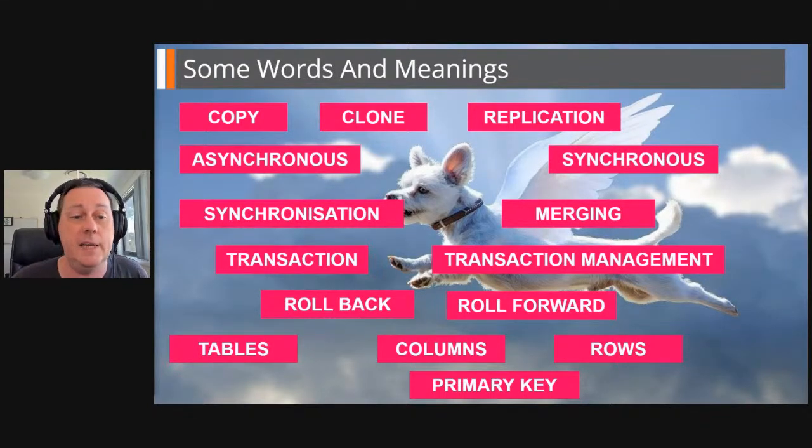The last one is primary key. This is a special column within the table. It's a unique identifier. Usually this is a number, but it can be anything unique, like an email address, or sometimes used as a primary key. The primary key is used to uniquely identify a row of data in the table.